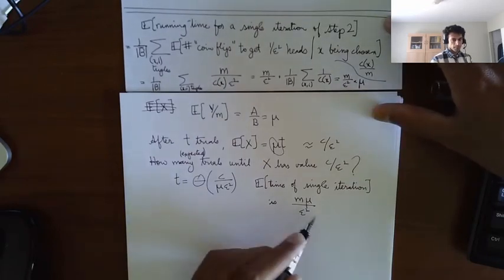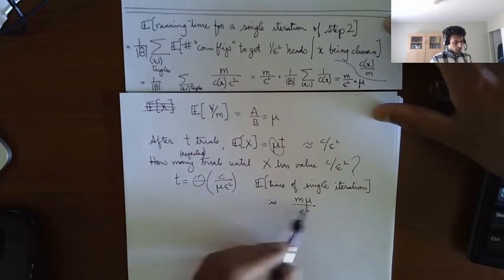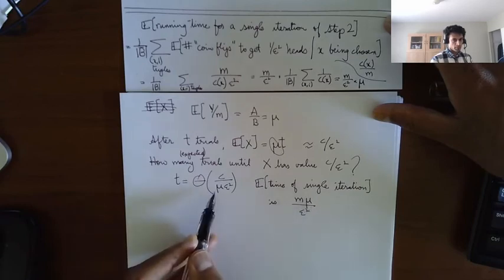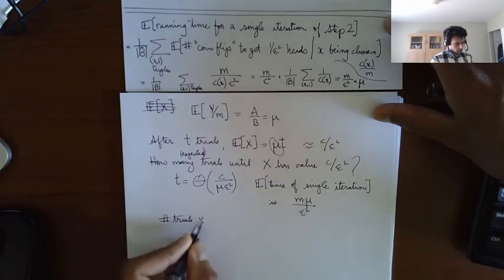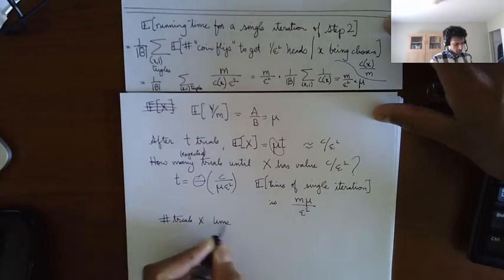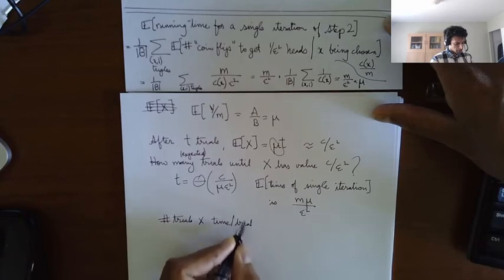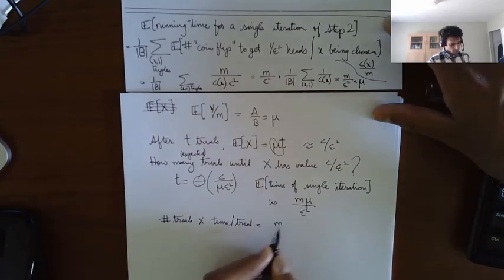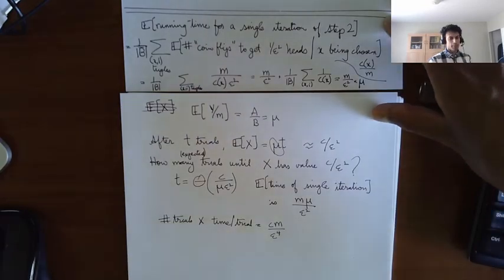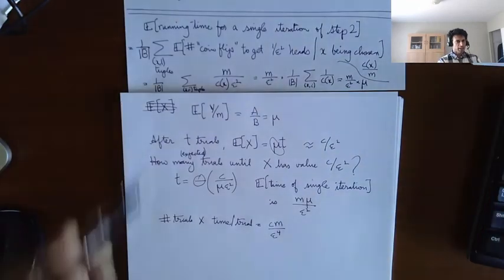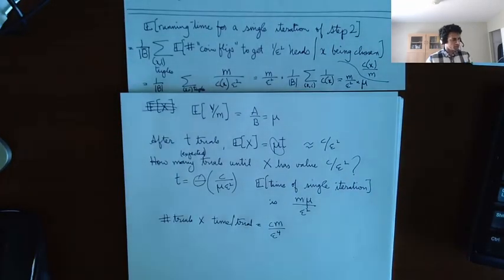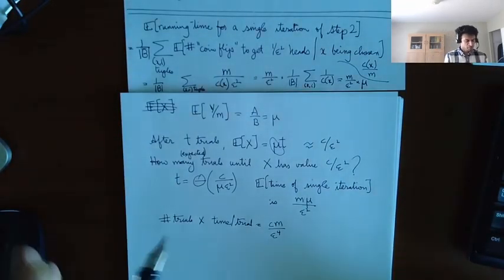Now you see that the mu will cancel out when you multiply them. So the number of trials times the time per trial is essentially m. So I get an epsilon to the fourth over here, and I should say that my analysis is not completely formal. There's a log factor that I'm missing, and I'll get to that shortly.